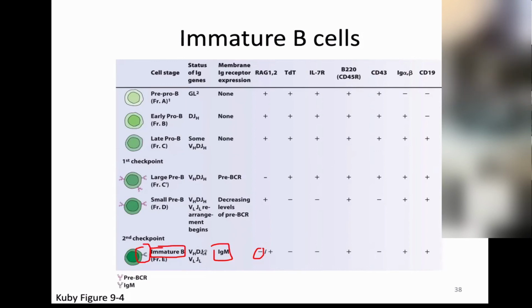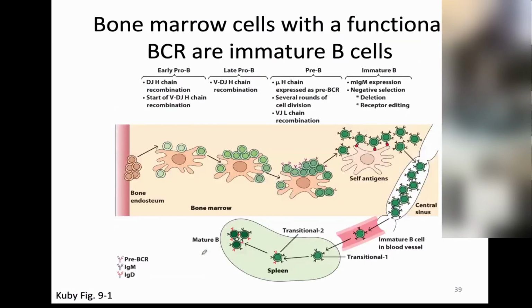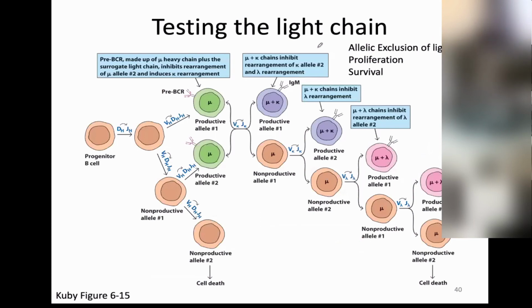But now, this is if the cell does everything right, and if everything happens perfectly, this is what happens. So we've got these immature B cells that have a functional B cell receptor. So we can say, yay, good job, you did it. However, it's also possible that the light chain was not great, and so we have to test the light chain. So we're going to get signaling again in this cell.